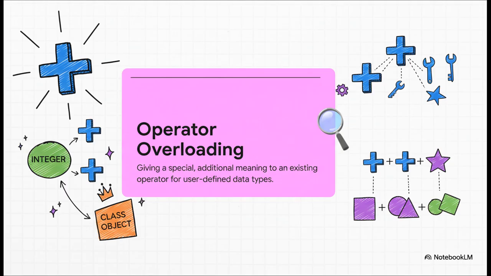The key thing to get here, and this is really important, is that we are not changing what the plus sign does to integers. We're not breaking C++. All we're doing is giving it an extra job, an additional meaning. It's like giving your calculator a new button. It can still add numbers, but now it can also do this new, special thing for our class. It's a classic example of polymorphism, where one thing can take on many forms.